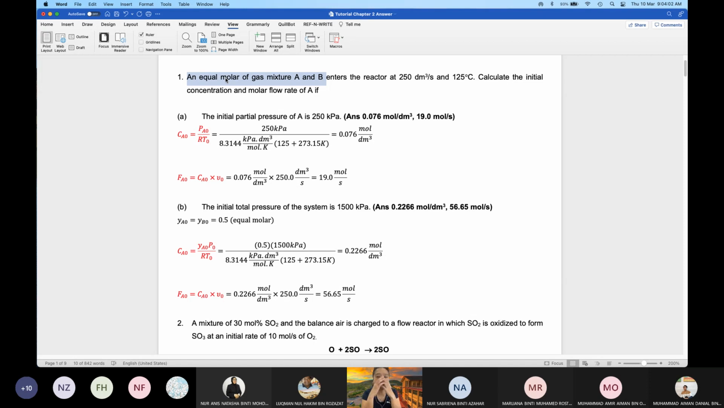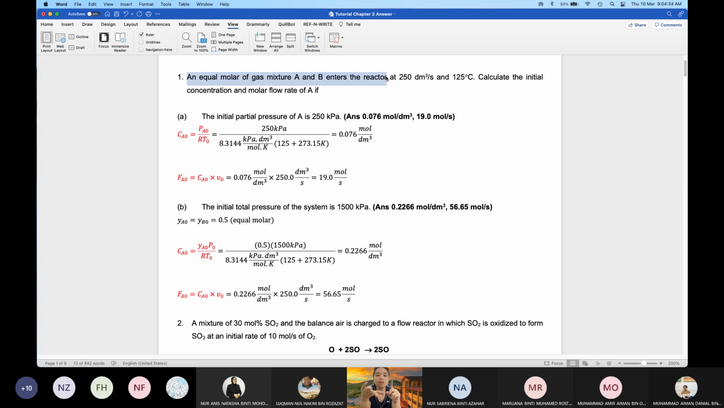Meaning, initially in the reactor, we have two reactants. How do I know it's two reactants? Because they say equal molar of gas mixture A and B enter the reactor. So you know when it enters the reactor, it must be the reactant. So second, you know there are two reactants, A and B. Third, they say it's a gas mixture. So there's a few pieces of information that you need to understand.